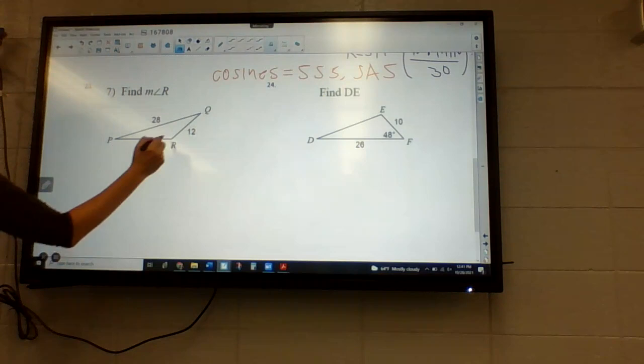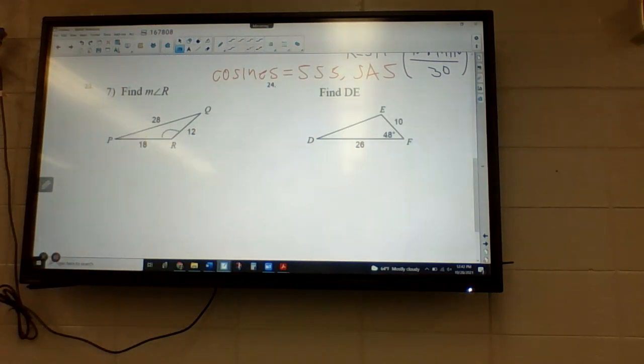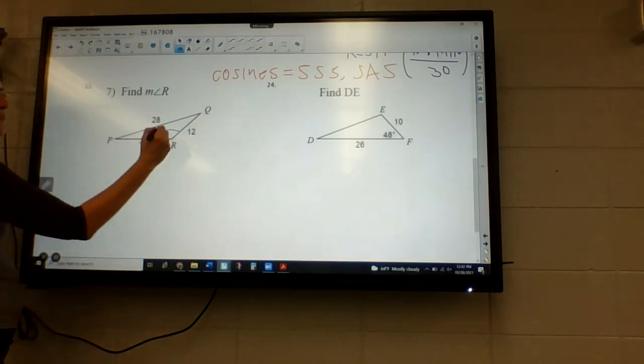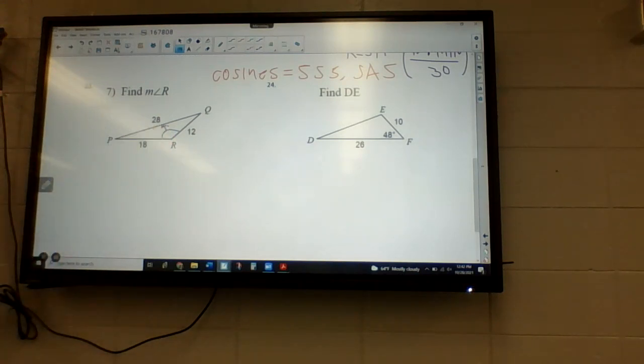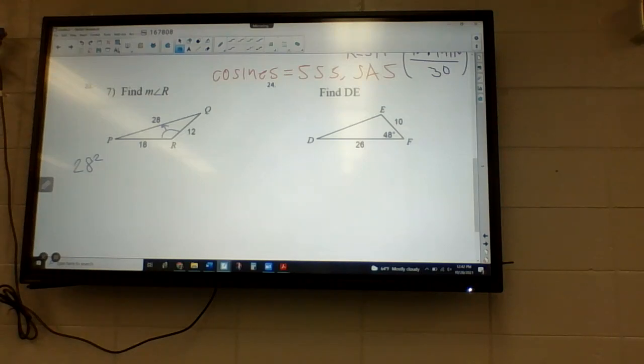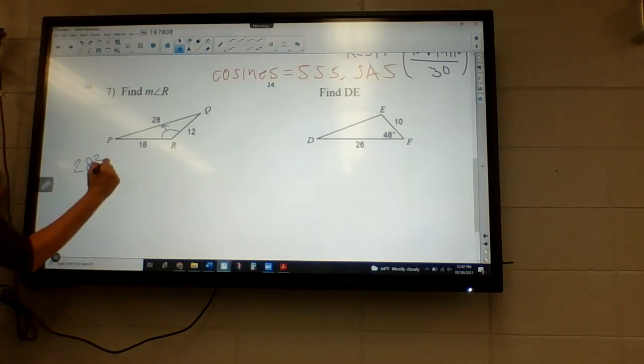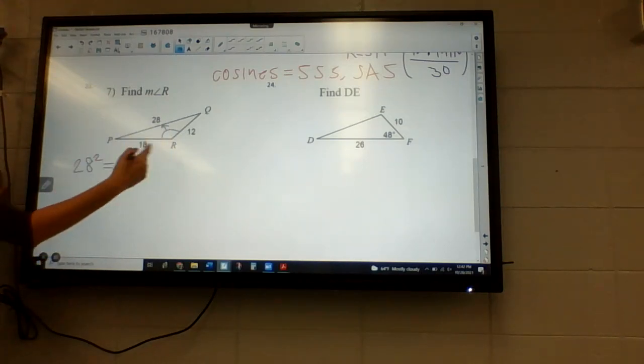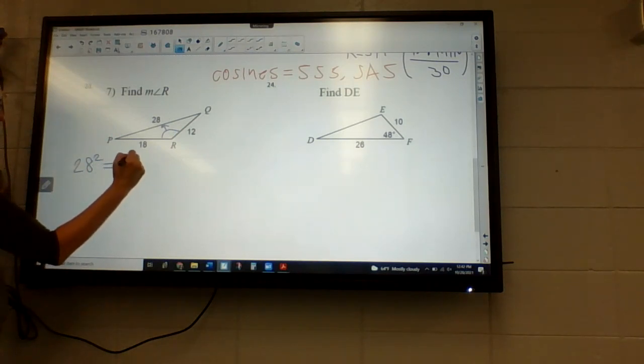All right, so let's do 23. They want angle R. I did not make you find all the angles or all the information in this one because it would be a pain to find all of them, since you have to do law of cosines and law of sines. If you remember, law of cosines is a really long formula. We start with the side across from the angle we're looking for. That's going to be 28 squared. So that side is being squared, then it equals the other two sides being squared.